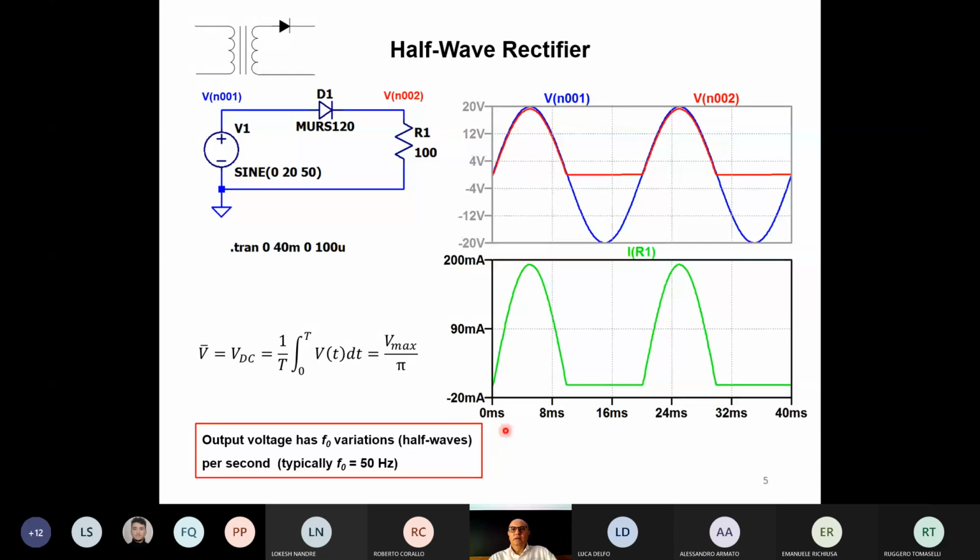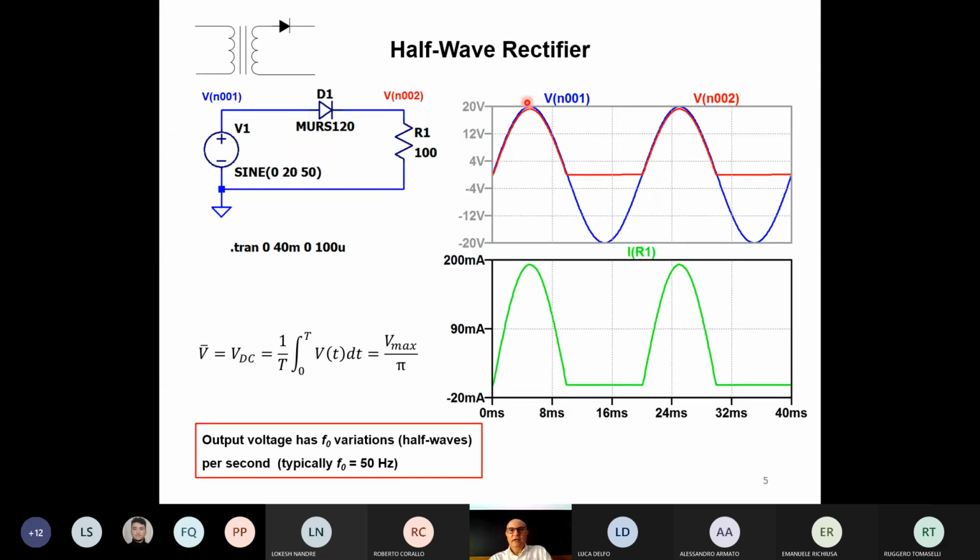Then I look at what happens after the diode on the load resistance. If you see here, we have an almost perfect reproduction in red of the blue positive half wave. But when the half wave becomes negative, the diode opens, and so we have 0 voltage at the output. Okay? So the resistance will see only the positive half waves, but will see 0 during the negative half waves.